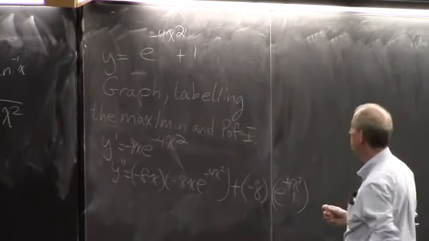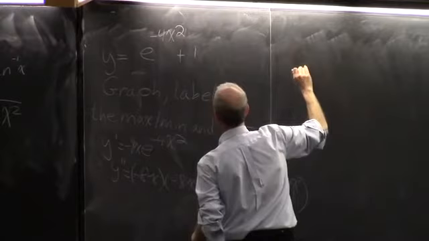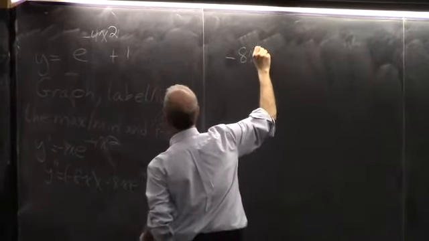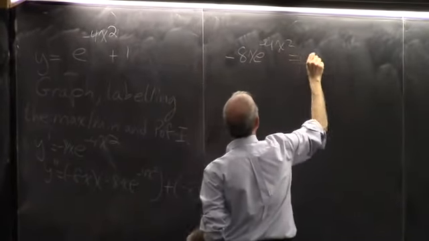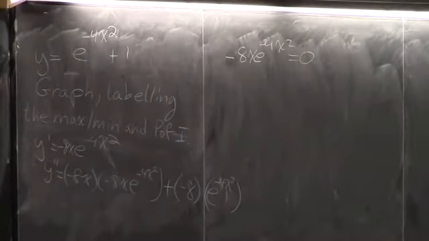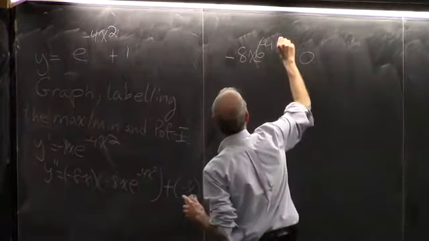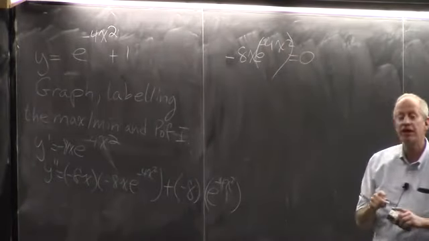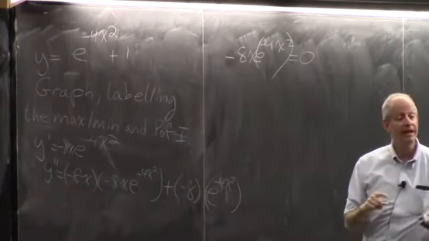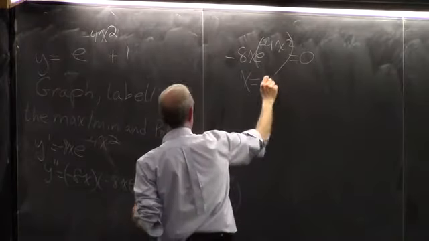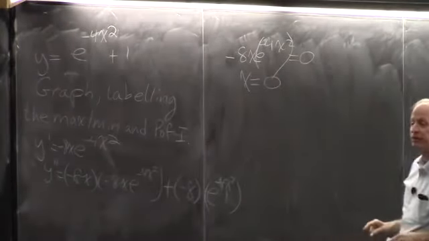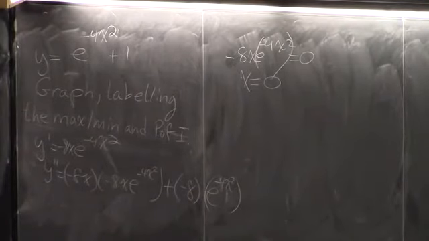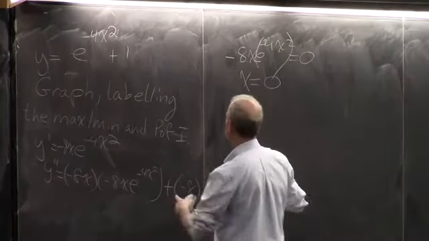Alright, let's find where these things are 0. So the first one, negative 8x e to the minus 4x squared equals 0. What's the important thing to remember about the exponential function, about the e term? It's never 0, it's always positive. So this part is always positive. So you just care where is negative 8x equal to 0, at x equals 0. So that's going to be our critical value. Good?